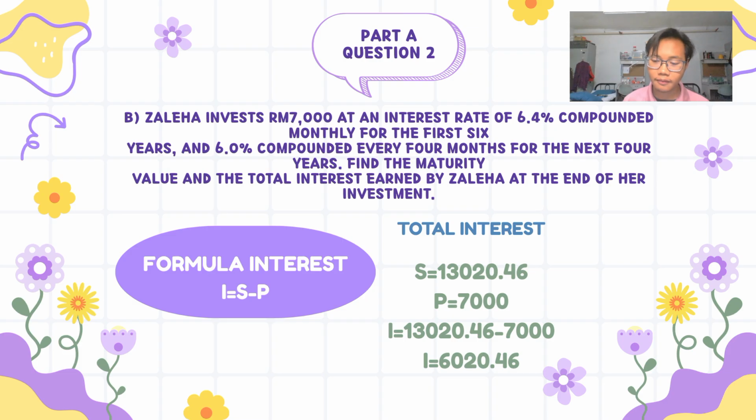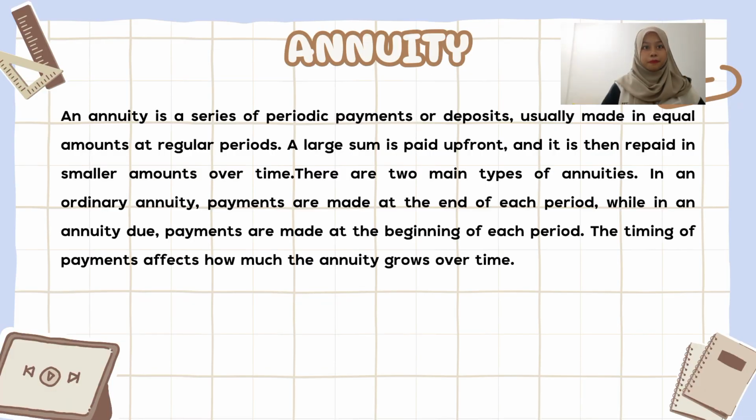6020.49 ringgit. An annuity is a series of periodic payments or deposits, usually made in equal amounts at regular periods. A large sum is paid upfront, and it is then repaid in smaller amounts over time. There are two main types of annuities. In an ordinary annuity, payments are made at the end of each period, while in an annuity due, payments are made at the beginning of each period. The timing of payment affects how much the annuity grows over time.